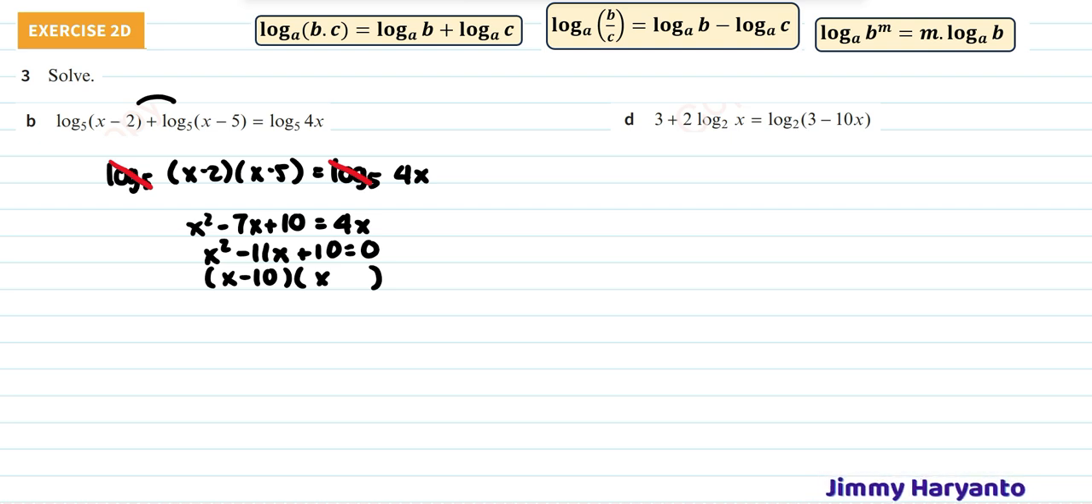Cannot. Wait, let me double check it. Yeah. Okay. Oh no, we have to use the formula, yeah. Oh, never mind, we can. So x minus 10, and then x minus 1 equals 0, and then x equals 10, x equals 1.